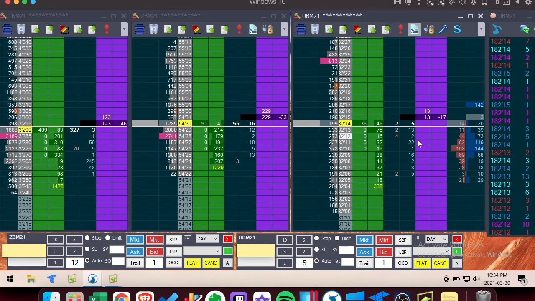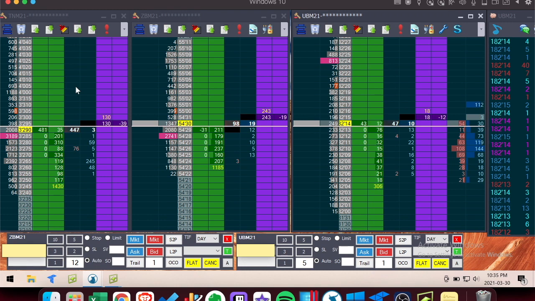I primarily trade the Ultra Bond and the 30-year. I kind of switch back and forth. Lately, I've been trading the Ultra Bond a little bit more, so I have that right here on the right. Not to say I wouldn't trade the 30-year bond, which I have in the middle. The one I have on the left here is really just for reference.